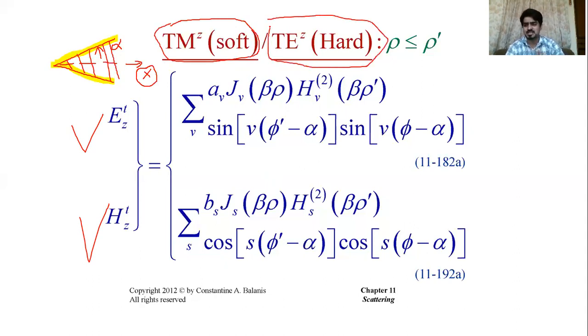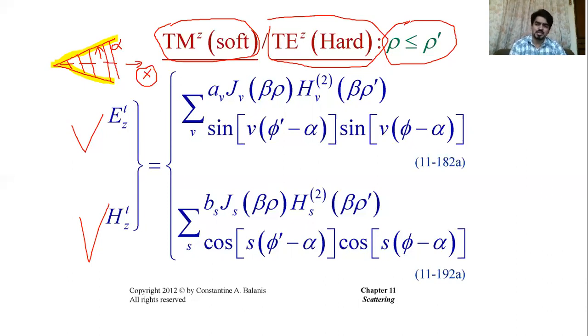Okay, and this is again for region 1. This is for region 1 when rho is less than or equal to rho prime. In other words, when your observation point is located much closer to the z-axis, to the origin in the radial direction, compared to the location of your source. In our case, it's a line source.